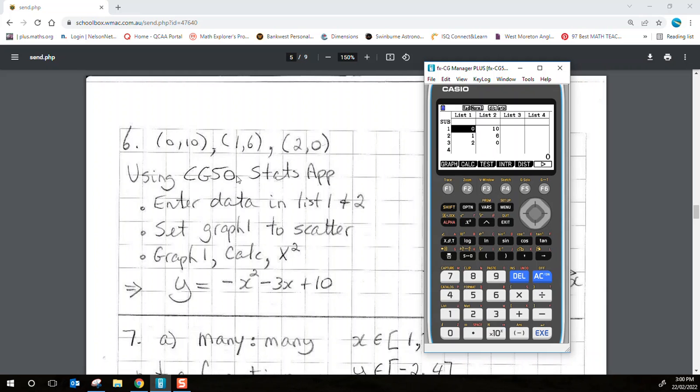Remember, the examiner can't see what you've done on the calculator, they can only see what you've left written on the page. So make a note that you were using your CG50 and you were in the statistics app. Make a note that you entered the data in list 1 and 2.